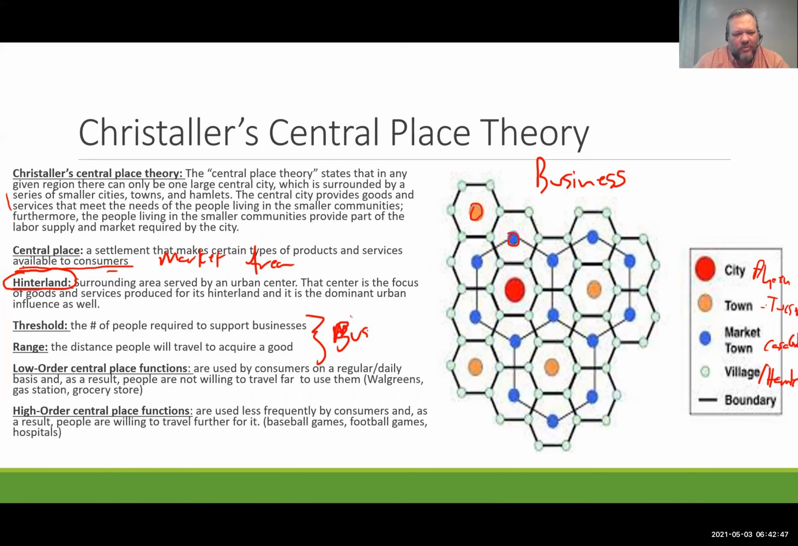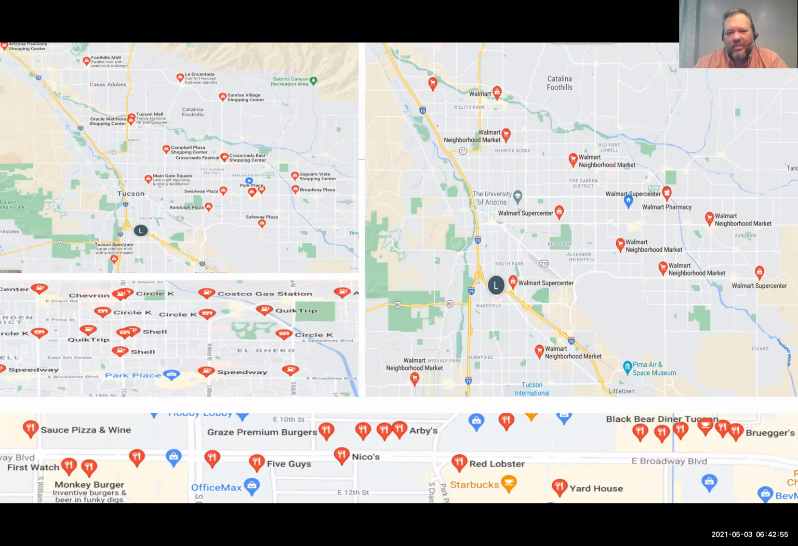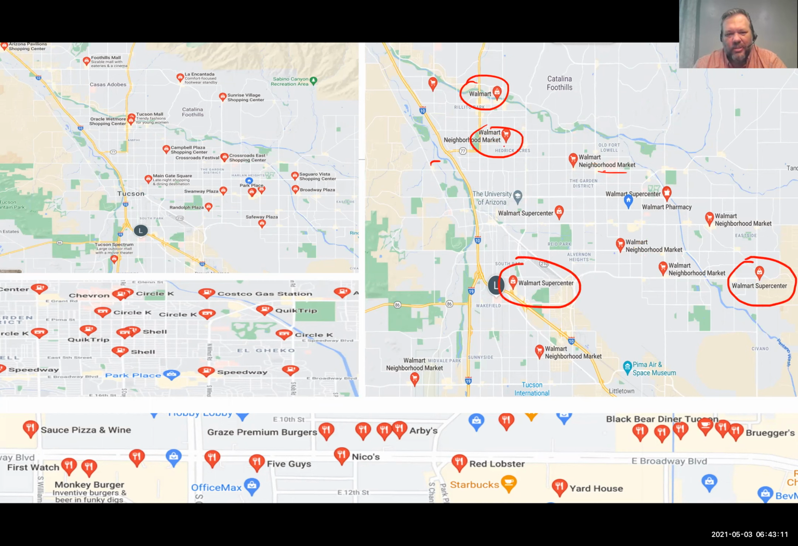All right, so we've got threshold. So threshold is how many people it takes to sustain that business. Let me preview this a little bit. So look at, here's Walmart's. All right, here's a map of Walmart's. And so here's one here, here's one here. And these are neighborhood markets versus, and then some of these are the super centers. So let's find the super center. So there's a super center, there's a super center. That was just a market. Let's cross that one out.